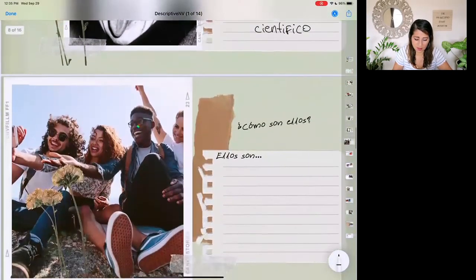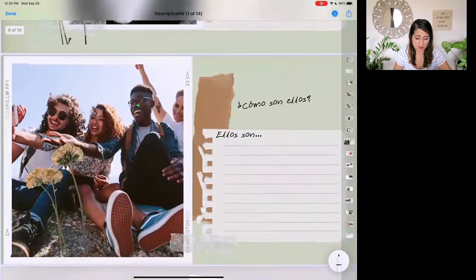Okay, so as I said, we use it for talking about people's ages. These people in this picture, they're not old, they're young. So the word is joven. The word for young is joven. Now, because we are talking about more than one person, we need to make this adjective plural.